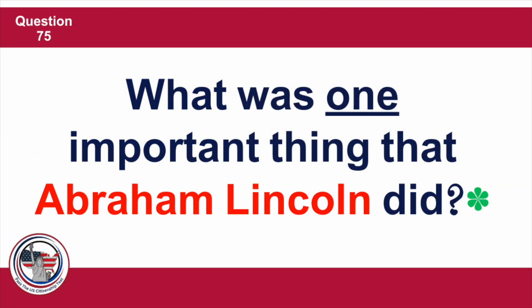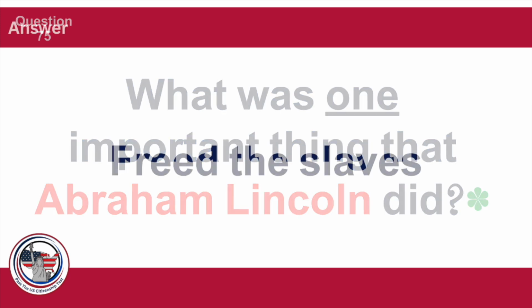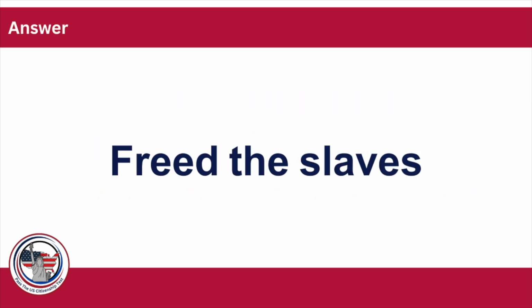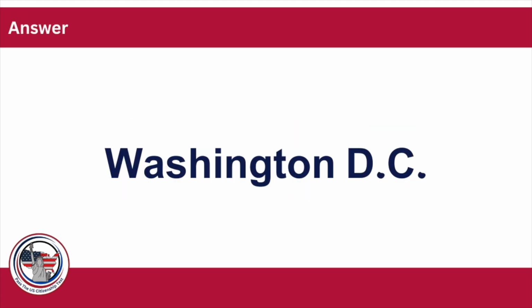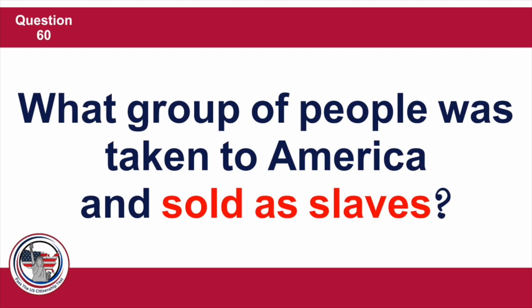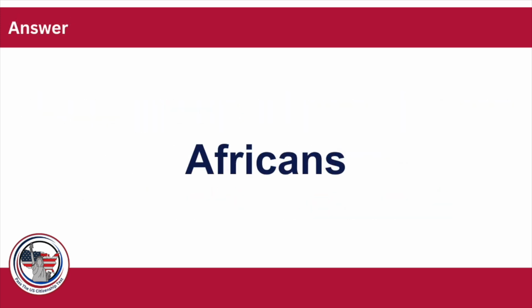What was one important thing that Abraham Lincoln did? Freed the slaves. What is the capital of the United States? Washington, D.C. What group of people was taken to America and sold as slaves? Africans.